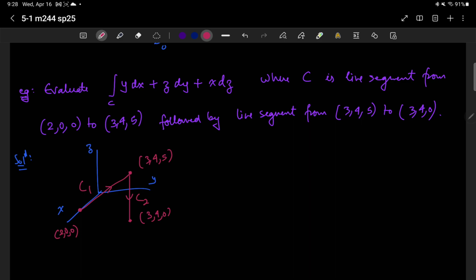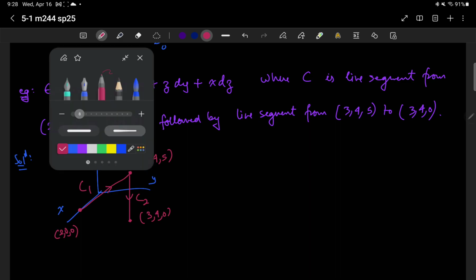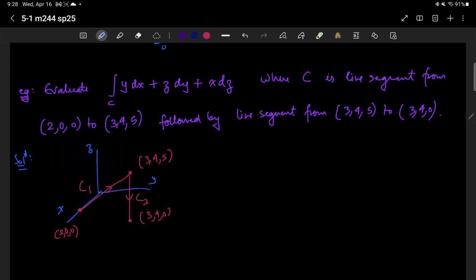And that's all right. It means we just have to find the equations for each of the line segments that will give us the parameterization, and then evaluate the line integral over C1 and then over C2 and simply add them up. So first we need the line segments in parametric form. To do that, we will use this.